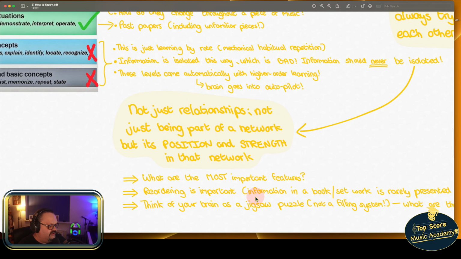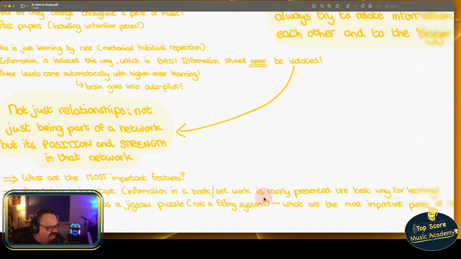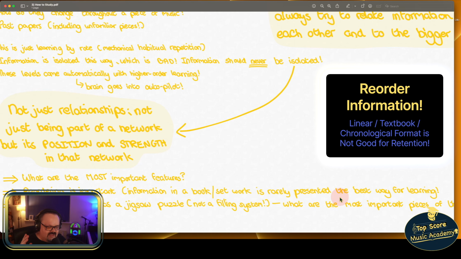Reordering is important. Information in books and in your set work is rarely presented the best way for learning. It's the best way for transmitting a large amount of information and recording a large amount of information for someone else to read through. But usually the way that information is presented to you in a textbook or in a musical score is very rarely the best way to remember it or to study it. So you need to come up with a way of reordering the information.